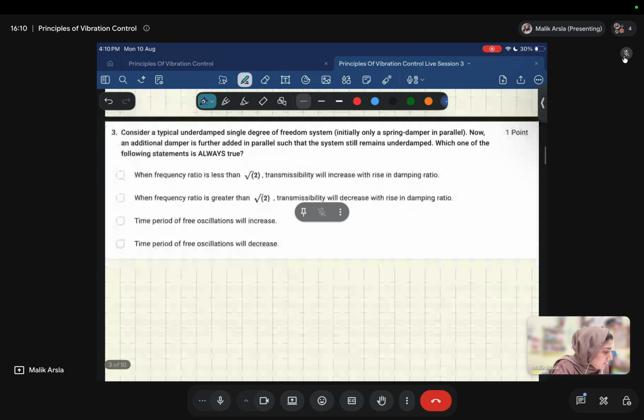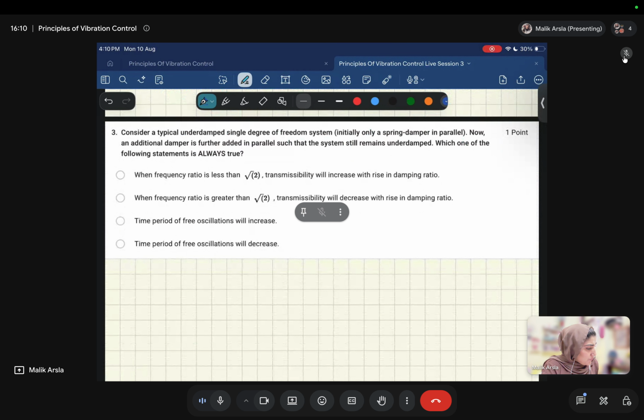Okay. Now moving to the next question. Consider a typical under-damped single degree of freedom system. Initially only a spring and damper in parallel. Now an additional damper is further added in parallel such that the system still remains underdamped. Which one of the following statements is always true?